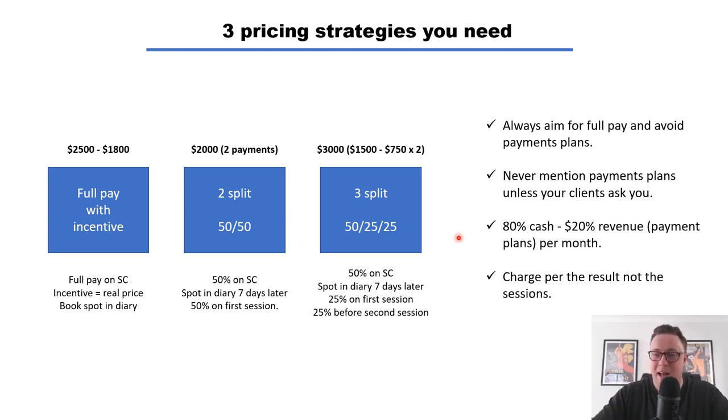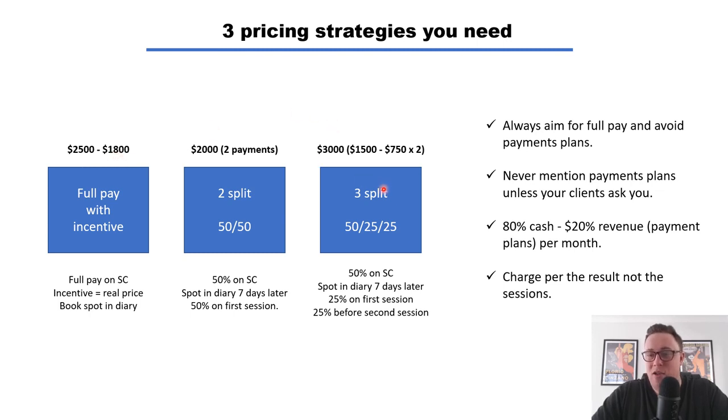I want them to see the value in the full pay, okay? So I've just given you simple numbers here, but you really want to highly increase this. So look at this, 3-split. 3-split will cost you $3,000 to work with me. I mean, if they look at that, they think, well, I'll just pay the incentive price because that's almost half. Why would I pay $3,000?